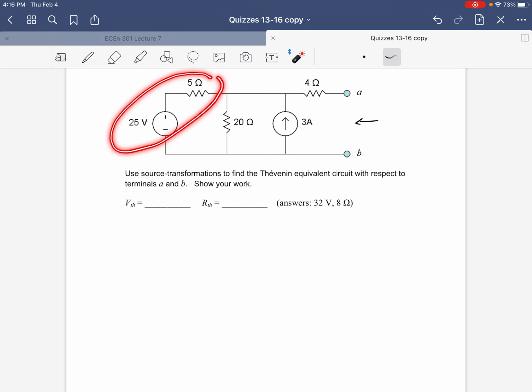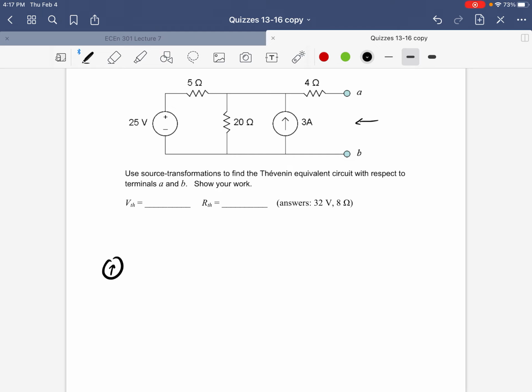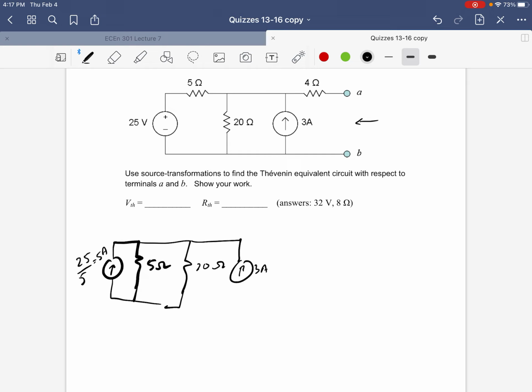So we notice we could actually convert this doing a source transformation, and so let's go ahead and do that. We're going to have a current source then in parallel with a 5 ohm resistor, and the current source is going to be 25 divided by 5, or 5 amps. And then we'll have the 20 ohm resistor, the 3 amp current source, and the 4 ohm resistor.